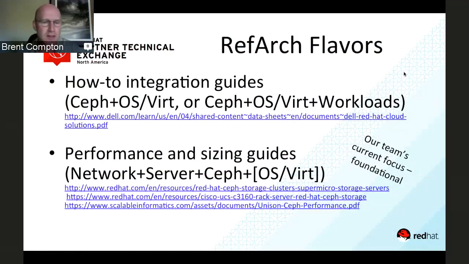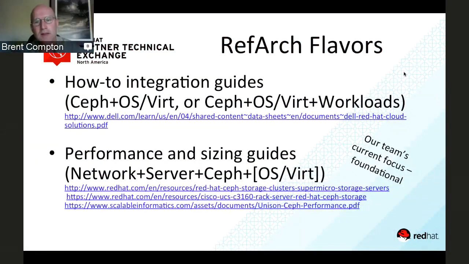An example of that is here in the link. This is a Dell Red Hat reference architecture for Red Hat Enterprise Linux OpenStack platform. So, RHEL OSP, OpenStack, plus Ceph on top of Dell PowerEdge servers. And that RefArch reads more like a how-to integration guide.